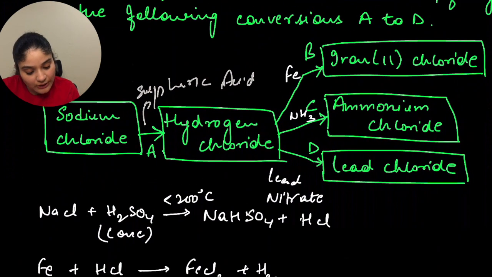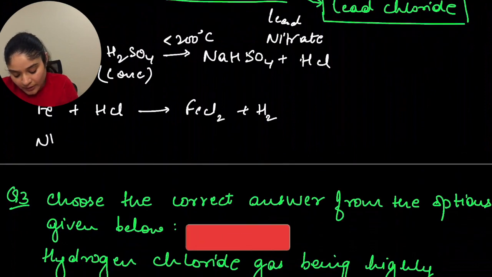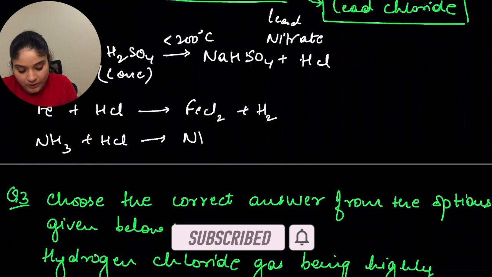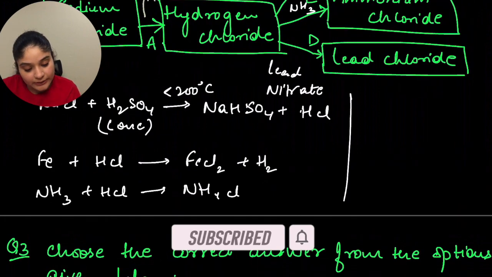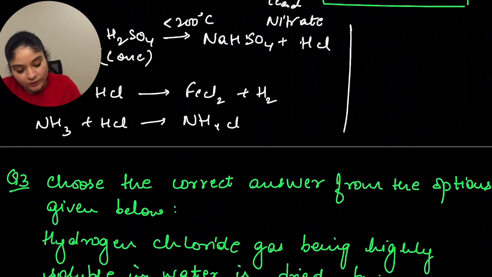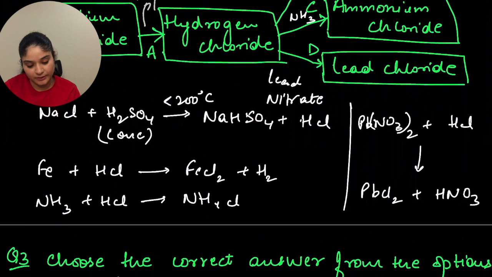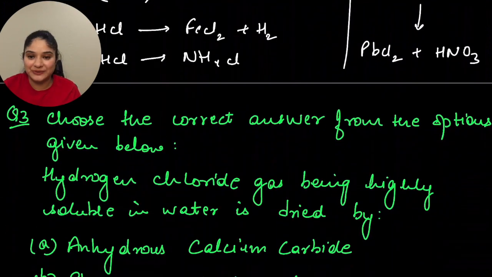Then we have ammonium chloride, so ammonia. NH3 plus HCl will give me NH4Cl. And the last equation would be lead nitrate. Pb(NO3)2 plus HCl will combine to give you PbCl2 plus HNO3. And that's it. Now let's move ahead to the next question.